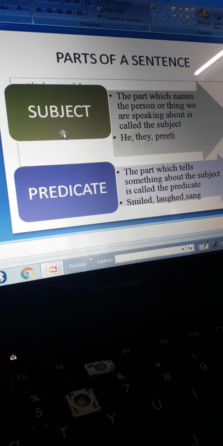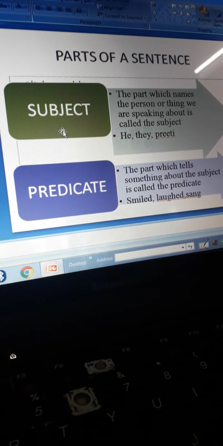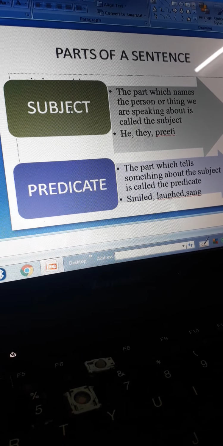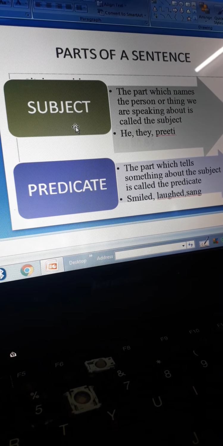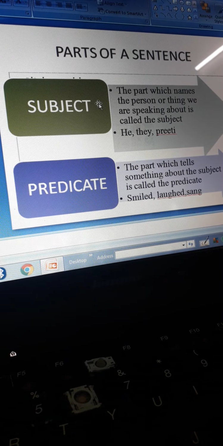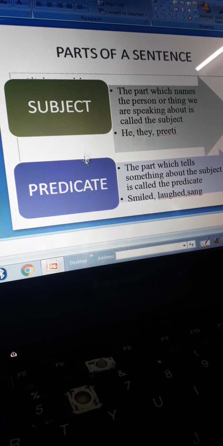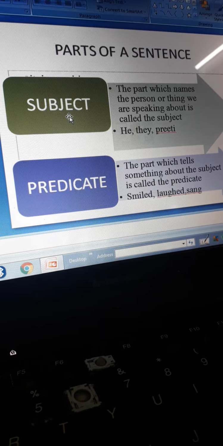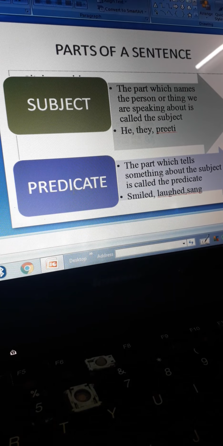So I hope I can start my topic, which is related to subject and predicate. Before starting the topic, the subject and predicate concept should be clear in your mind, that is, what is subject and what is predicate. Okay.